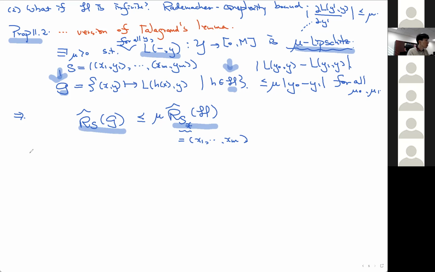From here, something you perhaps need to remember is that we have an H and a G. If our loss is mu-Lipschitz, then the Rademacher complexity of G, which is really computing the composition of hypothesis and loss, has this relationship with the Rademacher complexity of H. Okay. So let's use this to prove our main theorem. The main theorem is this one, which will be used many times. Theorem 11.3.